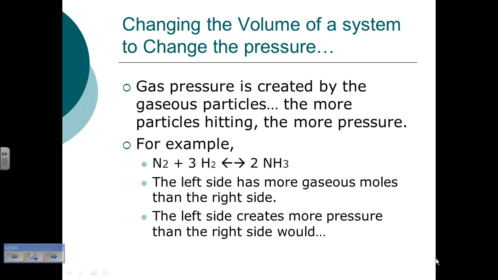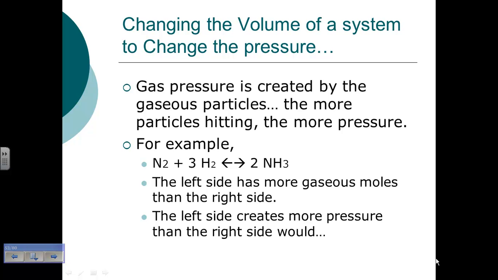We have one gaseous molecule of nitrogen with three gaseous molecules of hydrogen in dynamic equilibrium with 2 gaseous moles of ammonia. Count up how many gaseous moles you see on the left side of the arrow. Well, I see 1 nitrogen, 3 hydrogen, so 4 gaseous moles. On the right side, I only see 2 gaseous moles. 4 versus 2. Pressure is sheer numbers of particles.